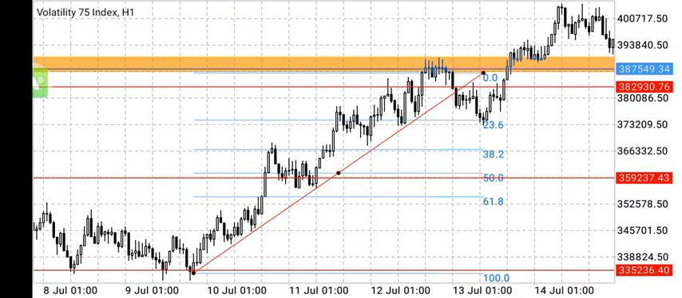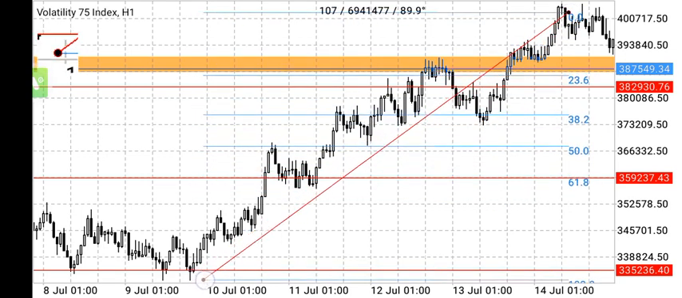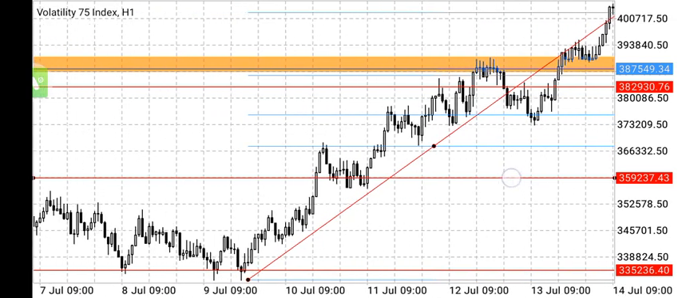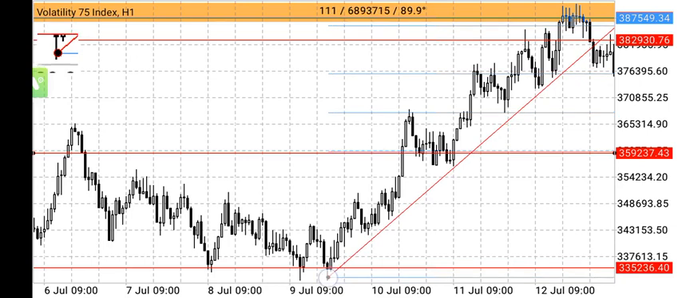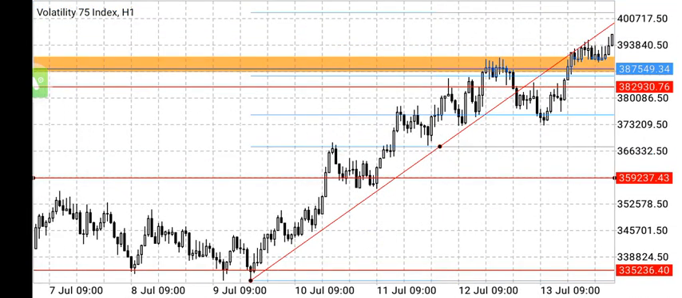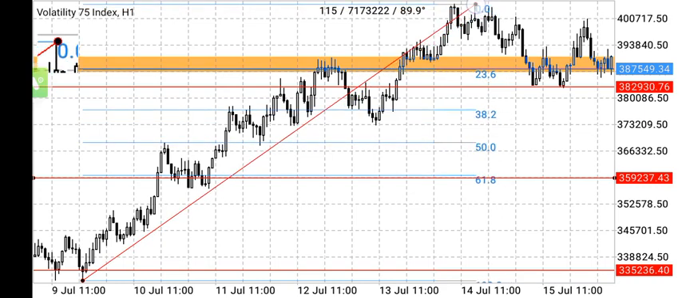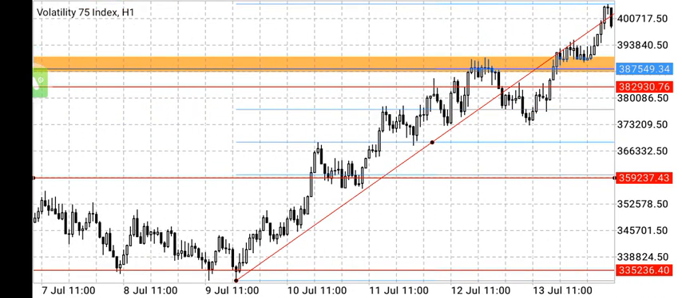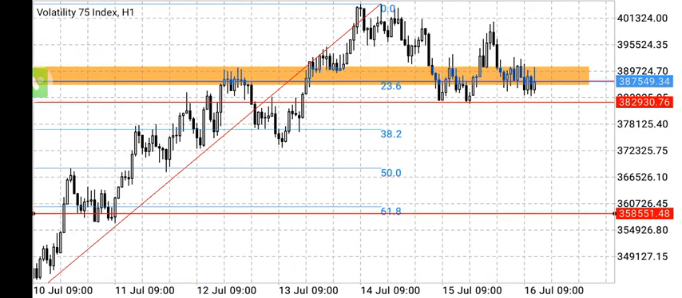Now I think I explained earlier why the 0% starts from up and the 100% starts from down. Let me make it clear. Where the retracement started from is where your 0% will be, and this is where the retracement started from. Make sure you let it connect with the swing high, and your 100% connects to the swing low for accurate measurements.